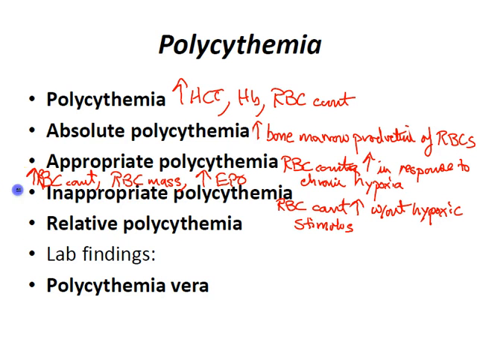It is all about the O2 saturation to separate appropriate and inappropriate polycythemia. Now the plasma volume can be normal or increased. Now in an inappropriate absolute polycythemia from ectopic EPO production, what do you see? You see a normal plasma volume.